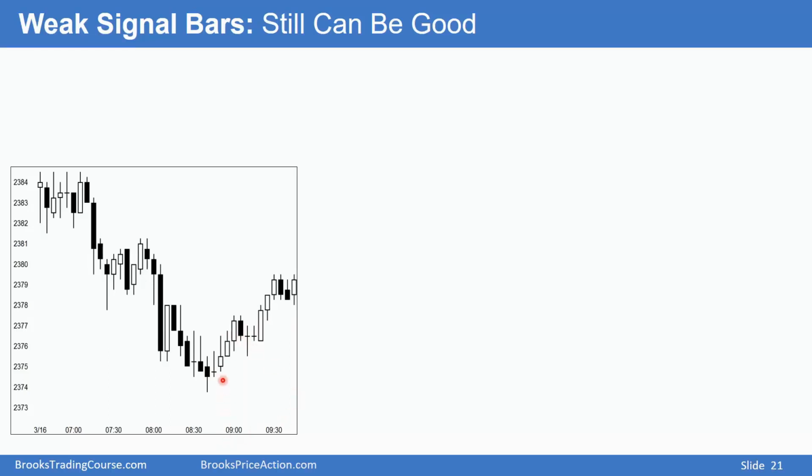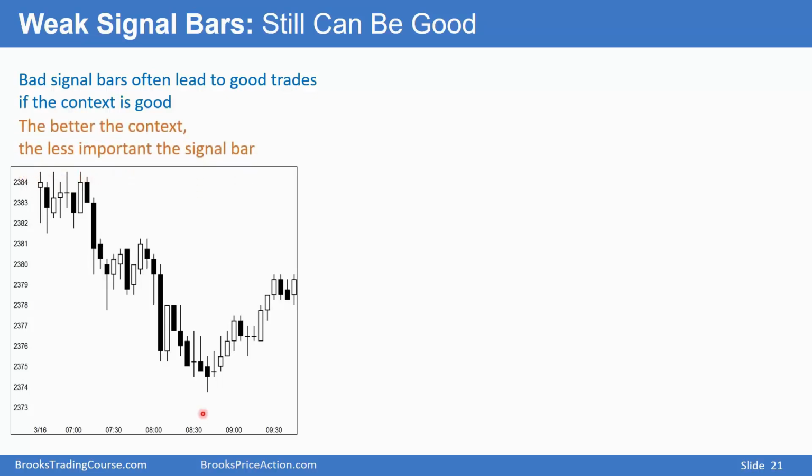And at the low, we got a good reversal up, but look at the buy signal bar. It has a bear body, prominent tail on top, not a good-looking buy signal bar, yet it resulted in a profitable trade. If the context is good, even a bad signal bar, one that looks like this, can lead to a good trade. The better the context, the less important the signal bar.